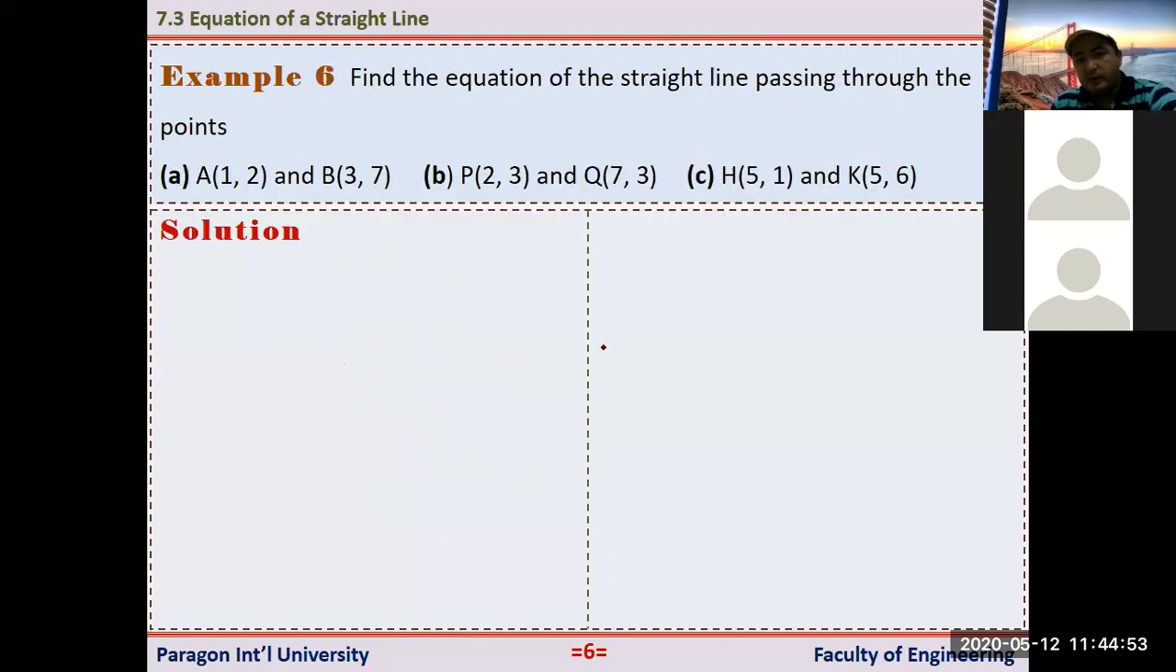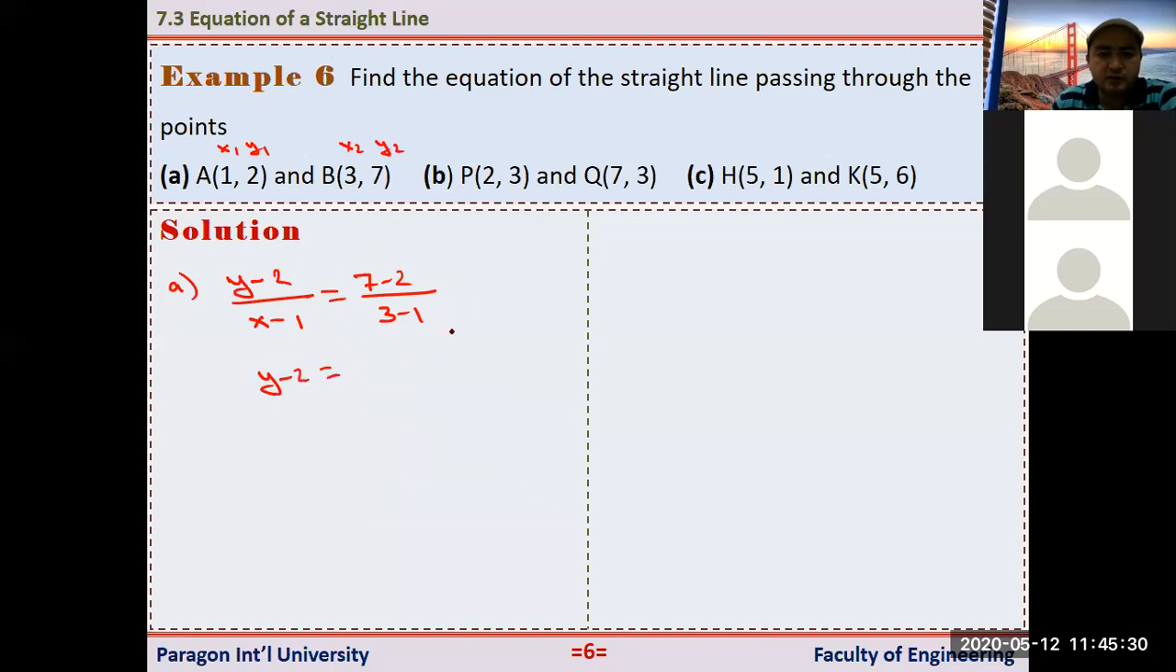Another example, find the equation of the straight line passing through the points. A. Actually, 2 points are given, so we will use our first equation. Assuming that this one is (x1, y1), and this one is (x2, y2), here we have y minus y1, which is 2, over x minus x1, which is 1, equal to y2 minus y1, 7 minus 2, over 3 minus 1. That's the equation. Now we have to simplify this.